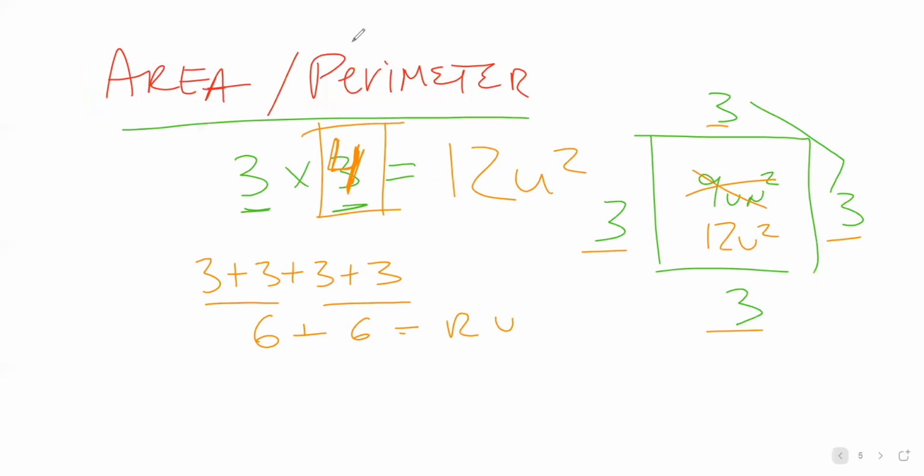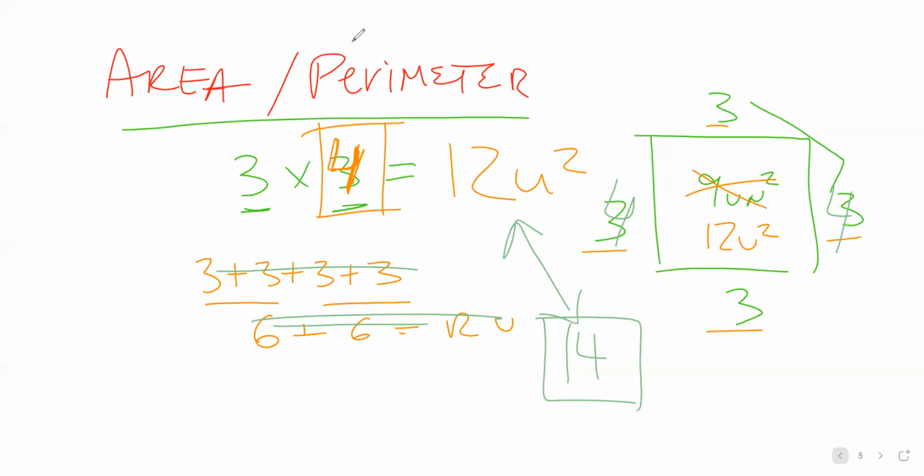Oh, because I mislabeled this. It's not 3, 3, 3, and 3. This is 4, and this is 4. So actually this equals 14. So there we go again. I had this whole theory and I'd actually just made a mistake.